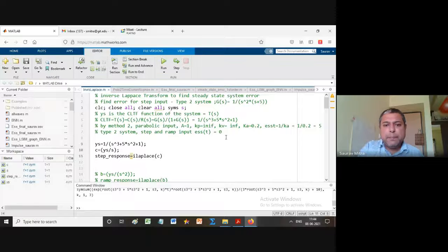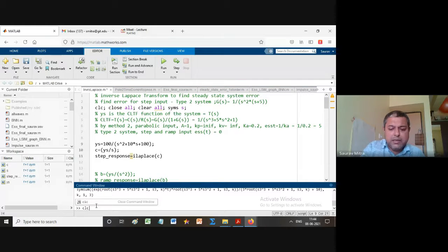I'm switching to something else. I'm switching to the system which was given to us, and we were to find out the step response. So now I'm going to experiment number 5. Okay, so it was s square plus 10s, and plus 100. We are supposed to do this.